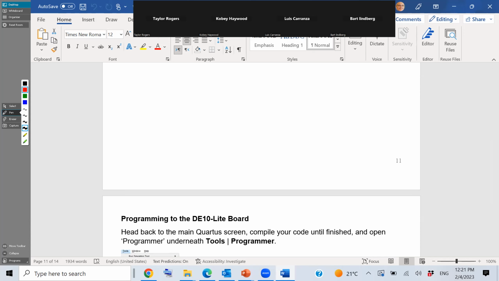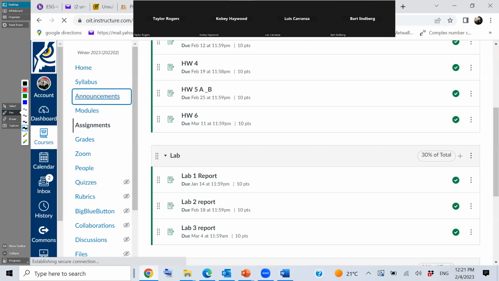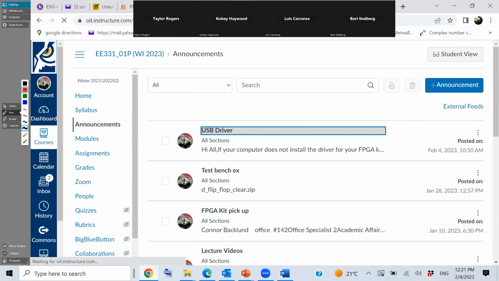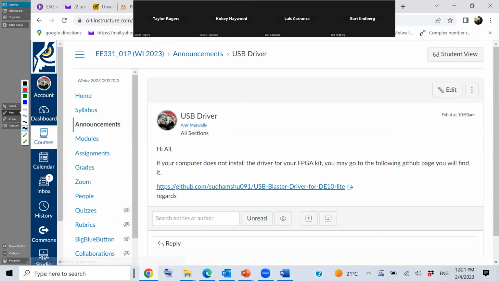But if you have trouble, I sent you an announcement. This announcement has a link. Just if you have trouble detecting the driver and installing it automatically, you may use this to download the driver.